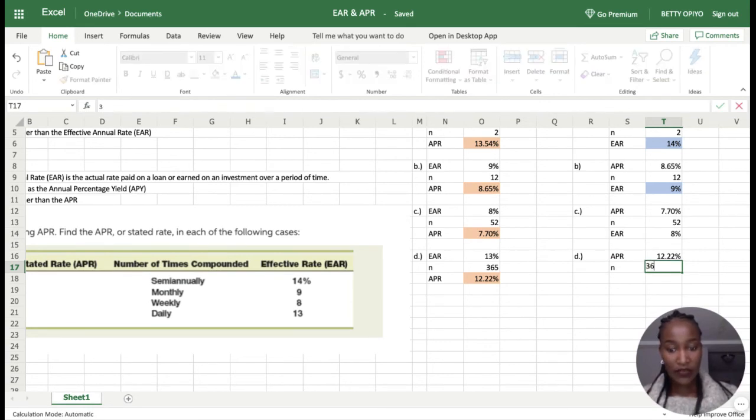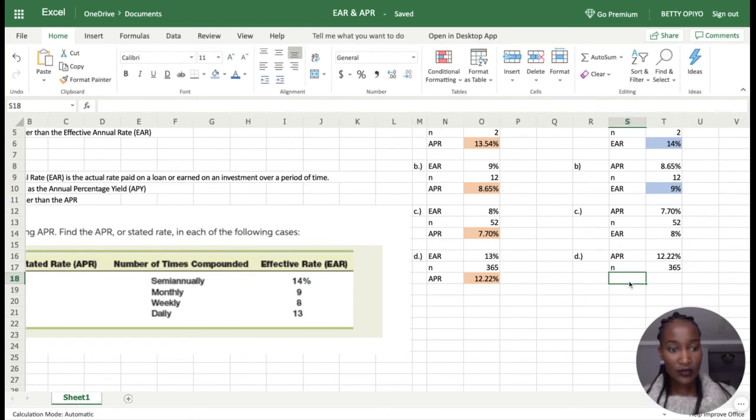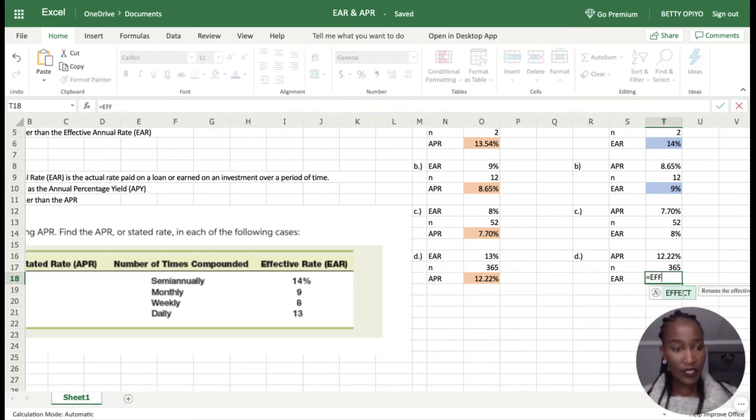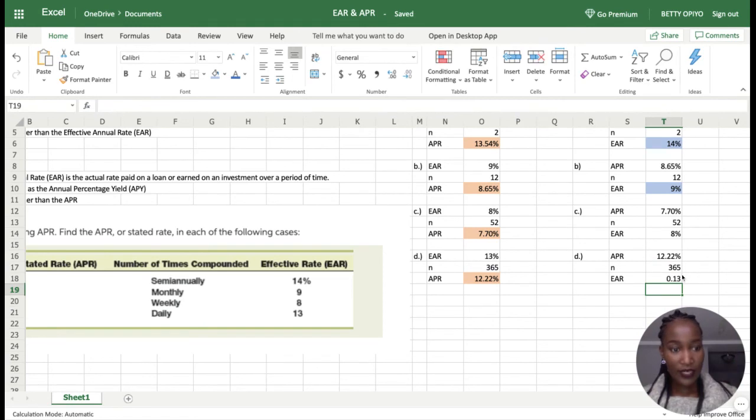That helps us to find the EAR, which is the effective annual rate, with an equal sign, effective, and the function shows up. Nominal rate, click on 12.22%, and N is 365. Close the parentheses and enter. Change that to a percentage by clicking on the percentage icon, and then we can reduce the decimal places. We get 13% here, and you see that is the same as the 13% that was given initially.